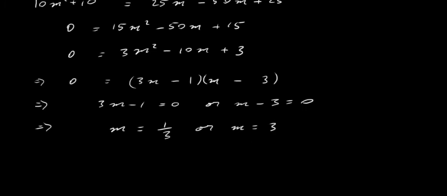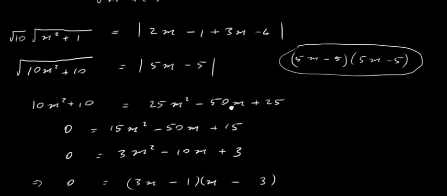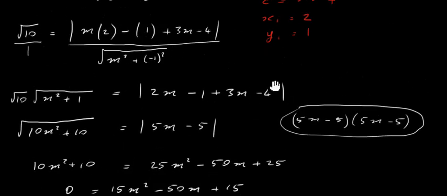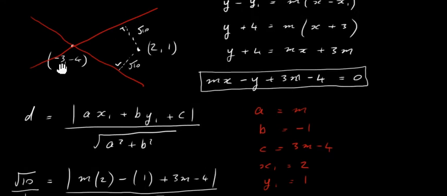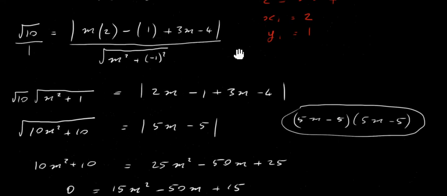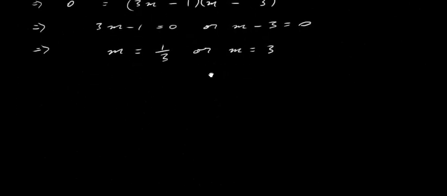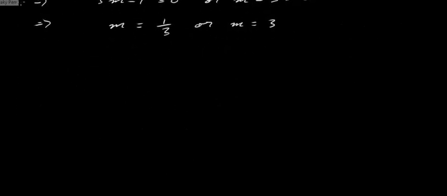So now I have two values for m, and all I've got to do is substitute these back into the original equation. Where did I put that equation? It's this one here. This is the equation of the line that passes through the point minus 3, minus 4, and we actually have two lines. So I put one of my m values in here and here, and that gives me one equation. Then I put the other m value in, and that gives me the other line. So let's do that. They're my two m values.